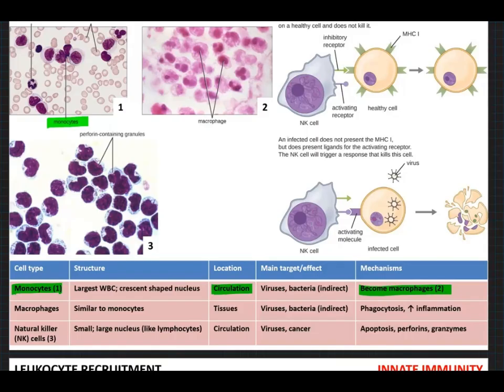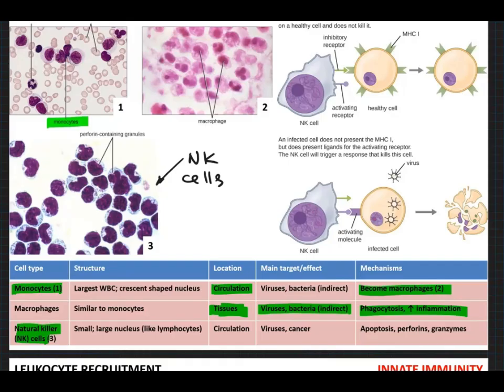Once macrophages have been produced, once monocytes developed into macrophages migrate in the tissues and start destroying debris, viruses, bacteria, infected cells. So they kill it through phagocytosis, and they also increase local inflammatory response. Now the third type of cells, which are agranulocytes, natural killer cells. So this image number 3 here shows you the NK cells.